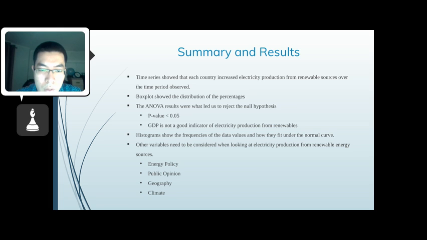So we have to consider other variables, such as energy policy, which is more the case in Germany, and public opinion, which might be more the case in Japan, and geography or climate, since from a small sample size we may have some similar noise factors affecting the results.